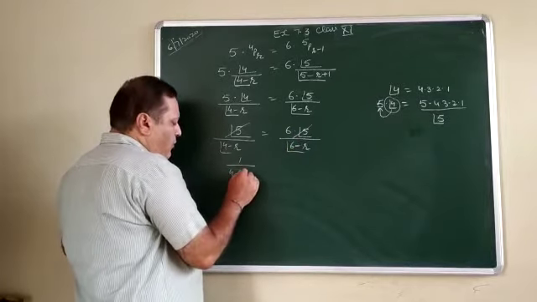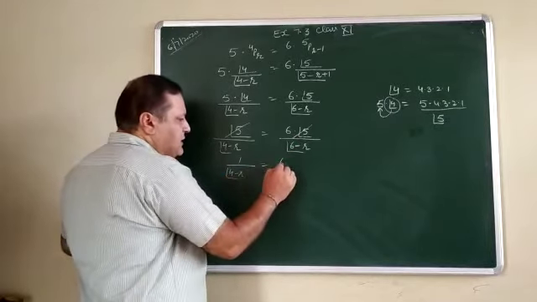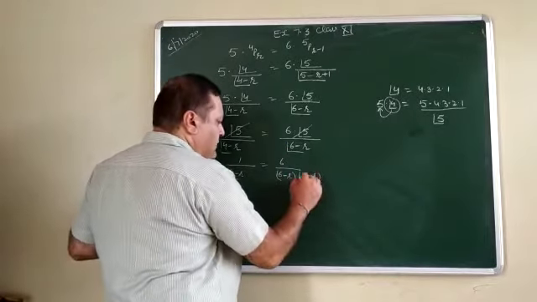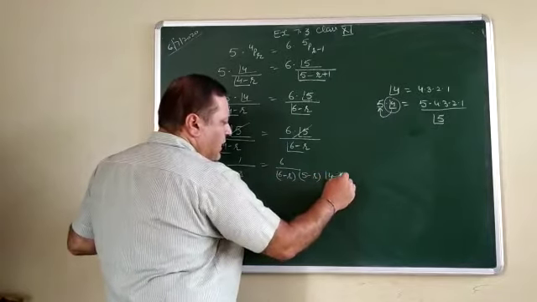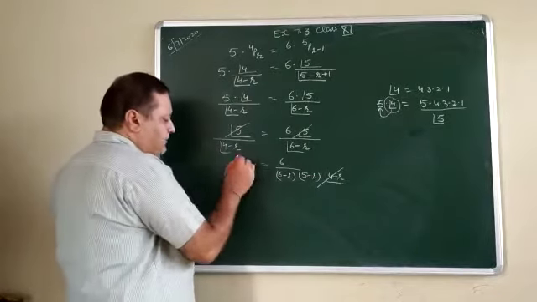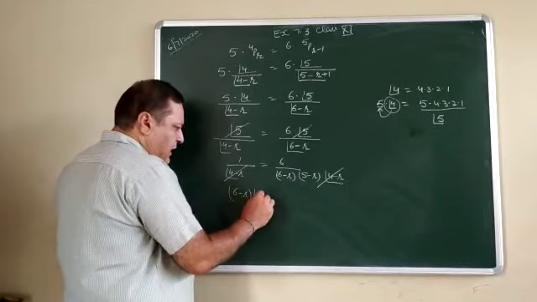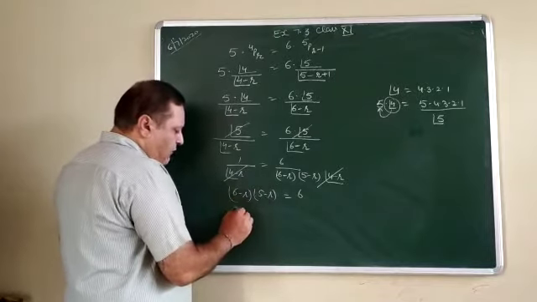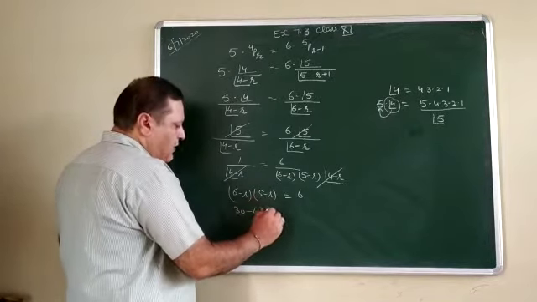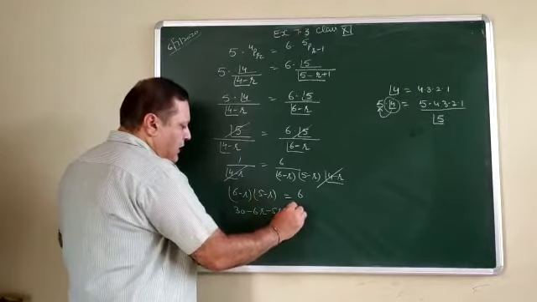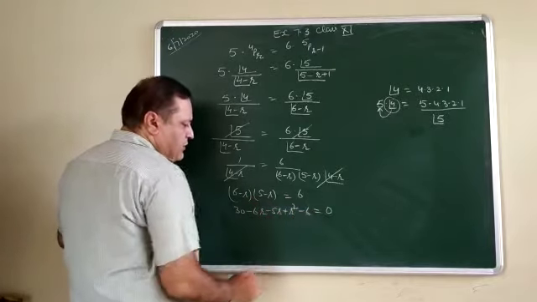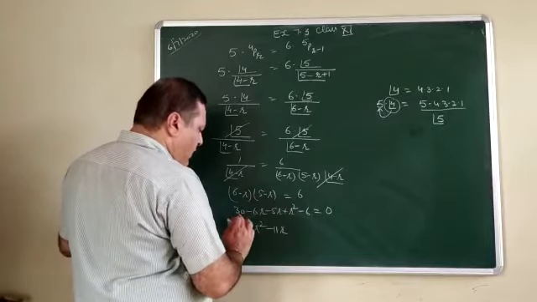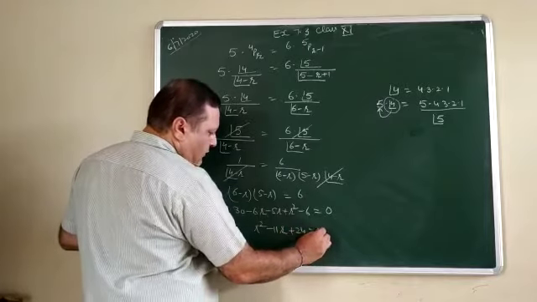1 upon (4 minus r) factorial equals 6 upon (6 minus r), then reducing 1, (5 minus r), then reducing 1, (4 minus r) factorial, and this gets cancelled. Multiplying, (6 minus r) into (5 minus r) equals 6, or 6 fives are 30 minus 6r minus 5r plus r square minus 6 equals 0. Or r square minus 11r plus 24 equals 0.